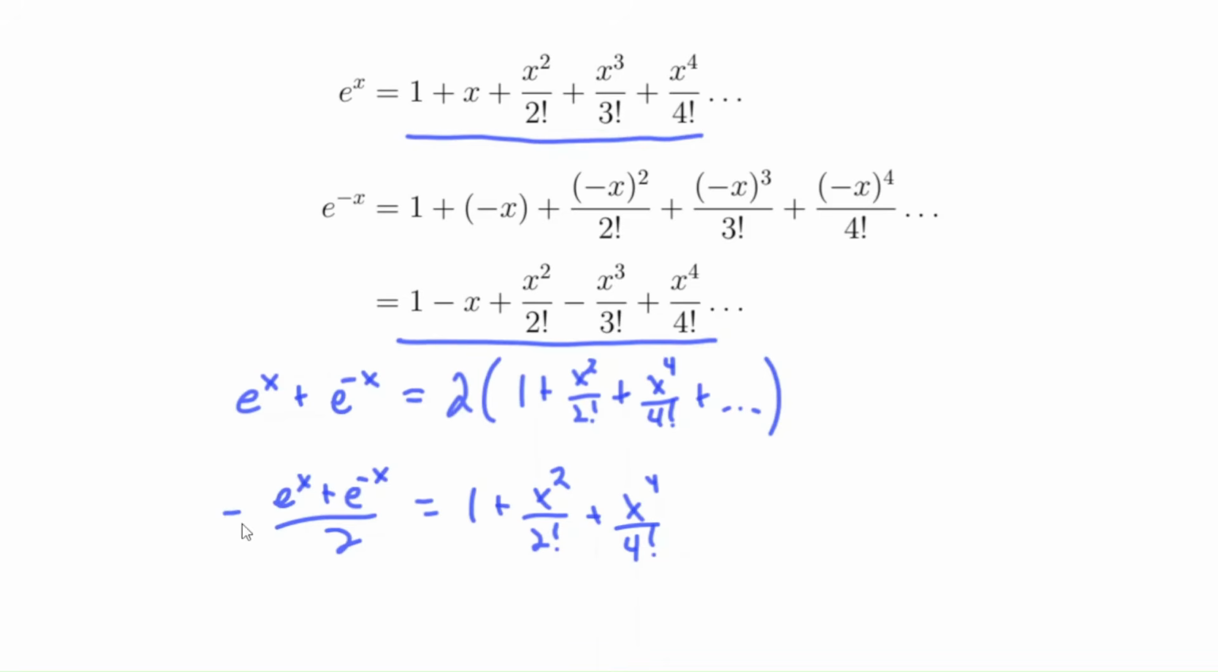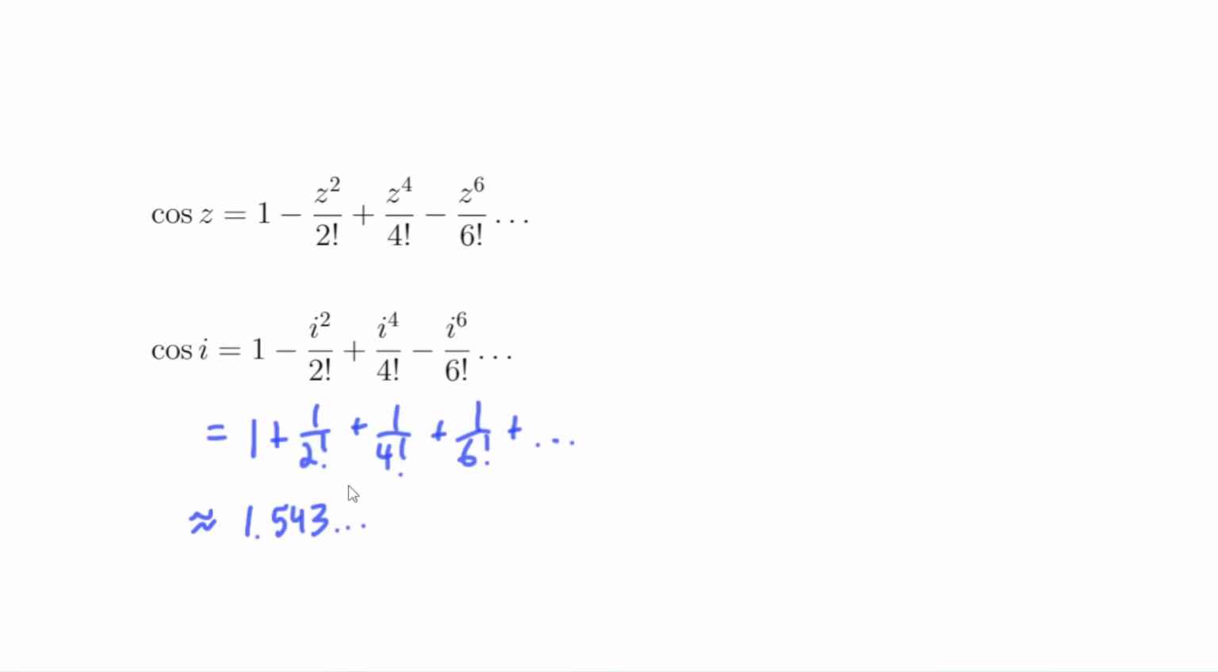But remember, e to the x plus e to the negative x over 2, that's cosh of x. So here is actually a power series representation for cosh of x. It's 1 plus x squared over 2 factorial plus x to the fourth over 4 factorial plus x to the sixth over 6 factorial, and so on. And notice that cosh of 1 would be this number, 1 plus 1 over 2 factorial plus 1 over 4 factorial, and so on. And that's this number here. So in other words, this is cosh of 1.